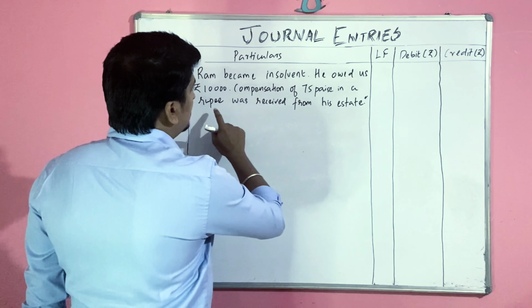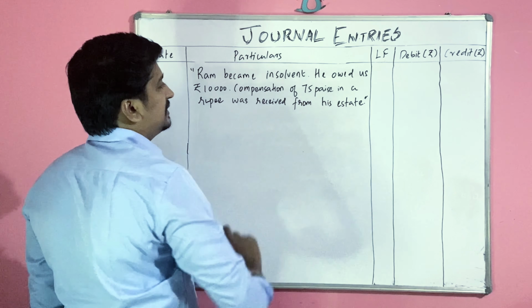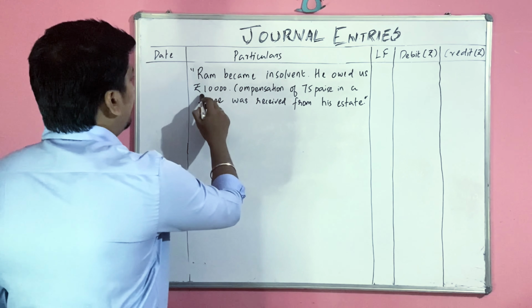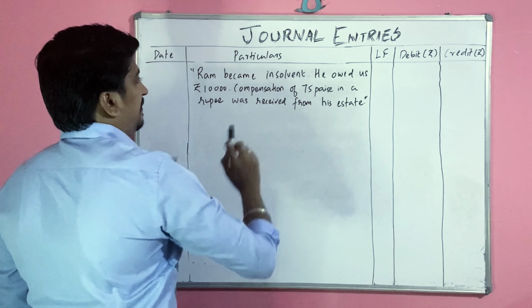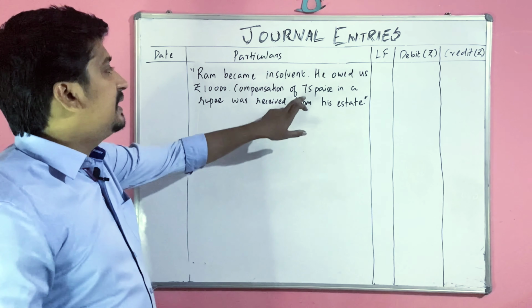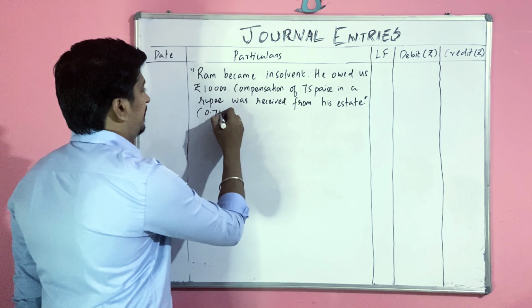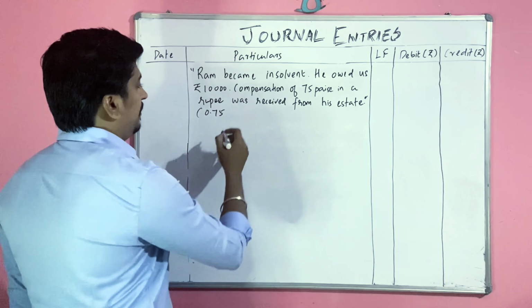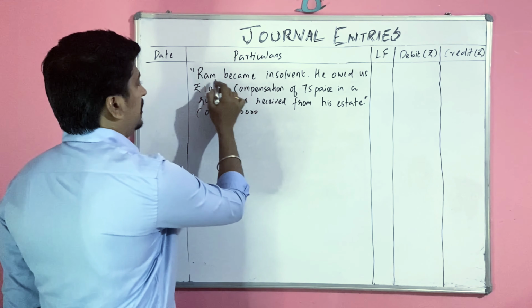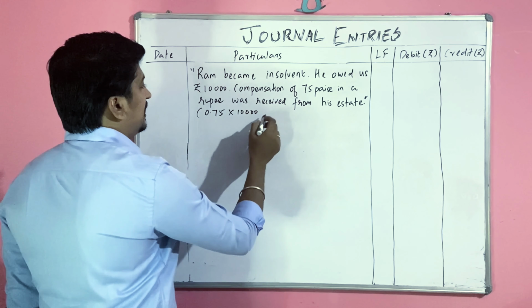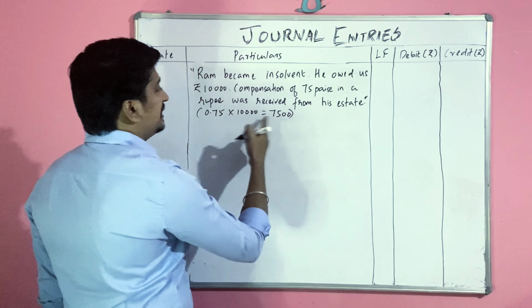Compensation of 75 paise in the rupee was received from his estate. The meaning of this sentence is that for every 1 rupee of his liability, 75 paise was settled from his estate. So we have given 10,000 rupees, but we have received only 75 paise for every 1 rupee of this liability, which is nothing but 7,500 rupees. That is 0.75 rupees for every 1 rupee of liability, but he owed us 10,000. For 1 rupee 75 paise, then for 10,000 how much did we receive? 7,500 we received from him.